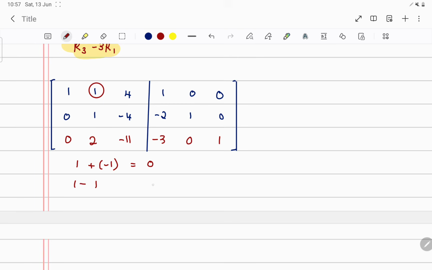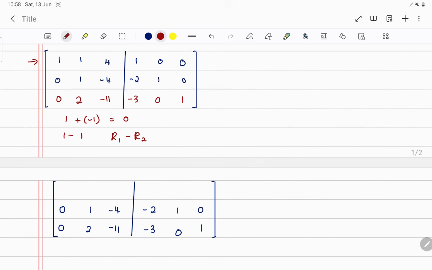Okay, 1 minus 1. So 1 minus 1 means that we can use row 1 is the value that we want to change, minus row 2, because inside row 2 we have the value 1. So this is our next rule that we can apply into this step. Now since we want to change only row 1, you can copy row 2 and row 3. Now after you copy row 2 and row 3, we proceed to apply the formula R1 minus R2 in this step.